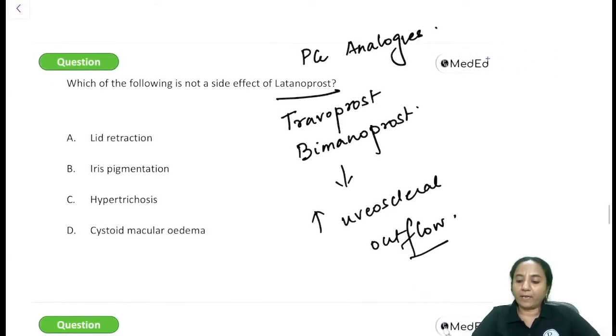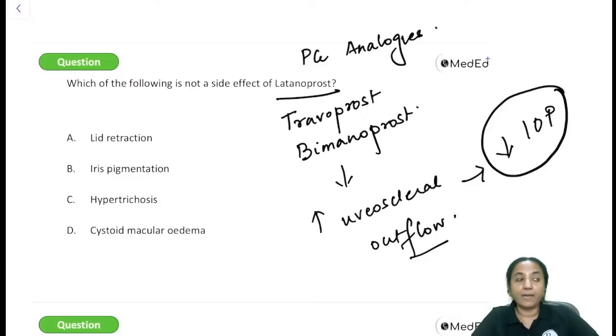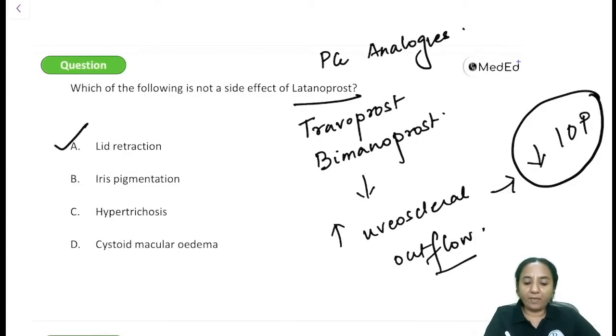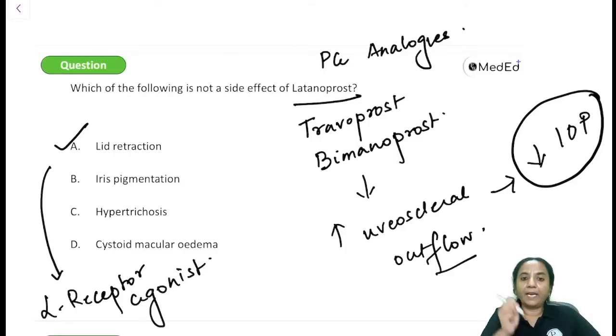They increase the uveoscleral outflow, and as a result they decrease the intraocular pressure, and that's how they are used as anti-glaucoma drugs. Now what are the side effects? The side effects are iris pigmentation, hypertrichosis, and cystoid macular edema. So which of them is not a side effect? It is lid retraction. Lid retraction is a side effect of the alpha receptor agonists, that means brimonidine and apraclonidine. They cause lid retraction. For PG analogues, lid retraction is not a side effect.